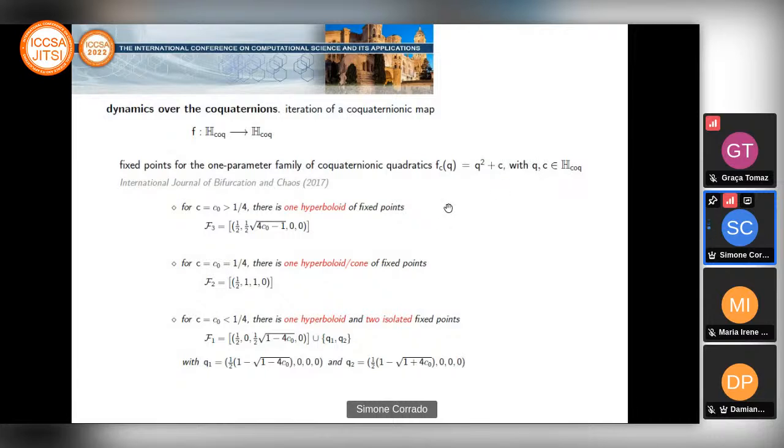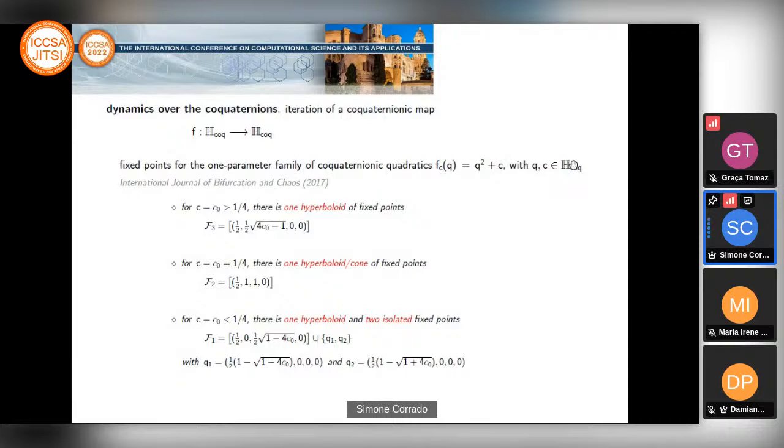And the point here is the following. Let's look. The most important thing is that the fixed points are no longer isolated points, but can be sets of fixed points. And this is what happens here. For certain values of C, C naught, sorry, let me just say something.